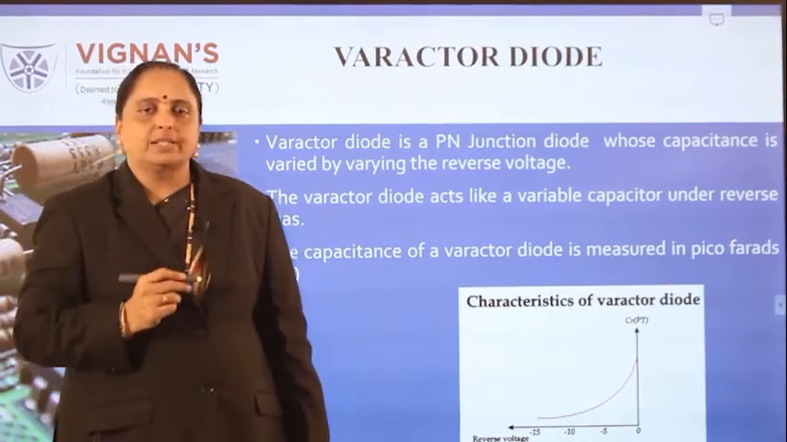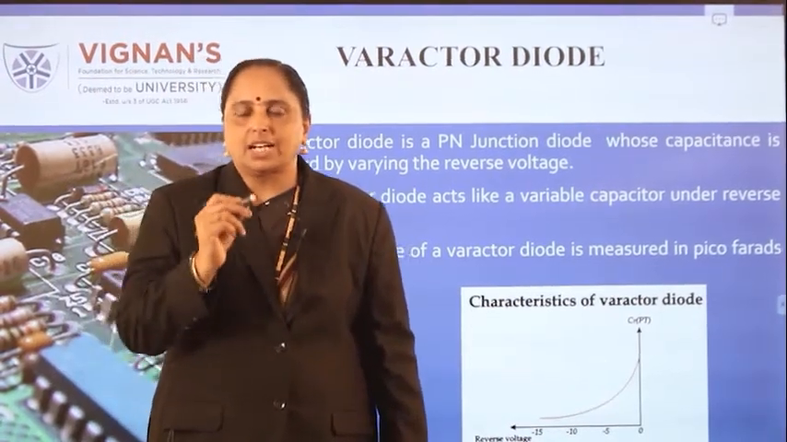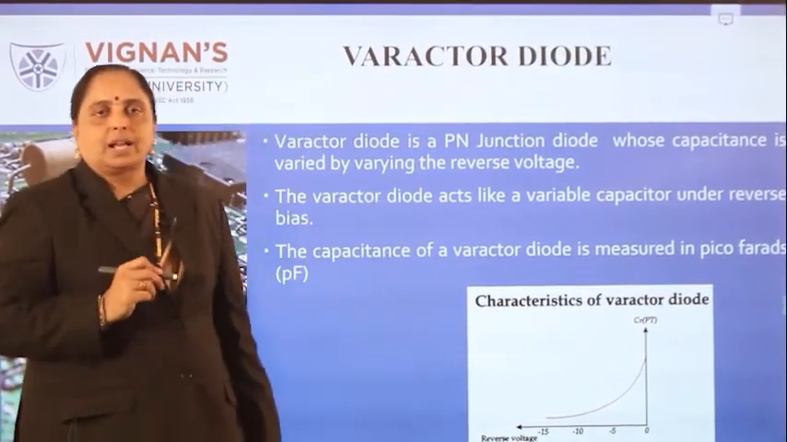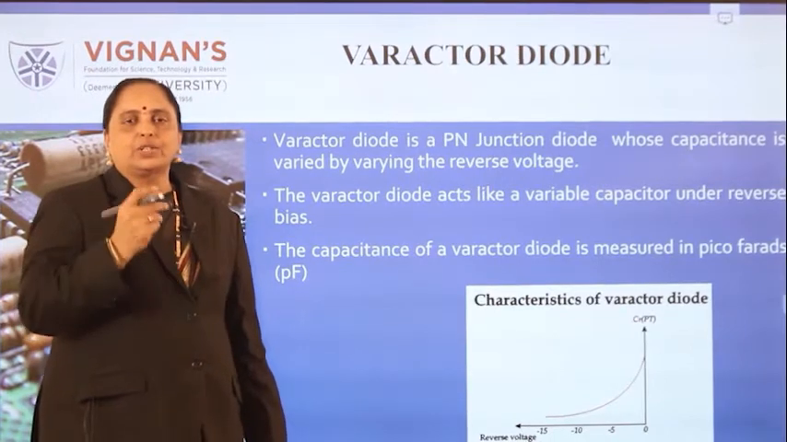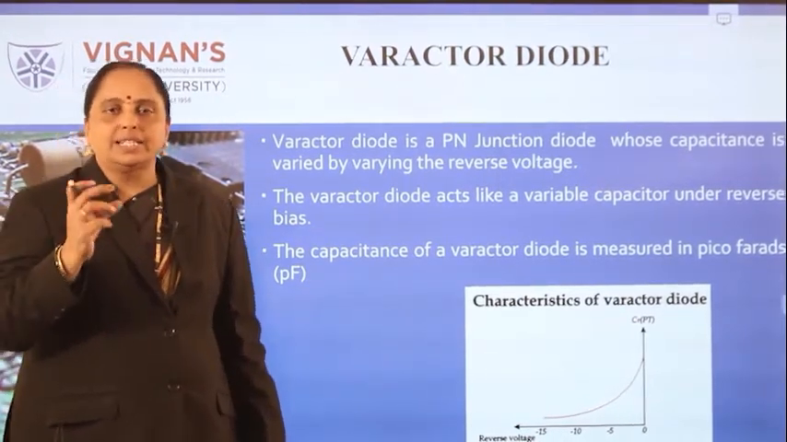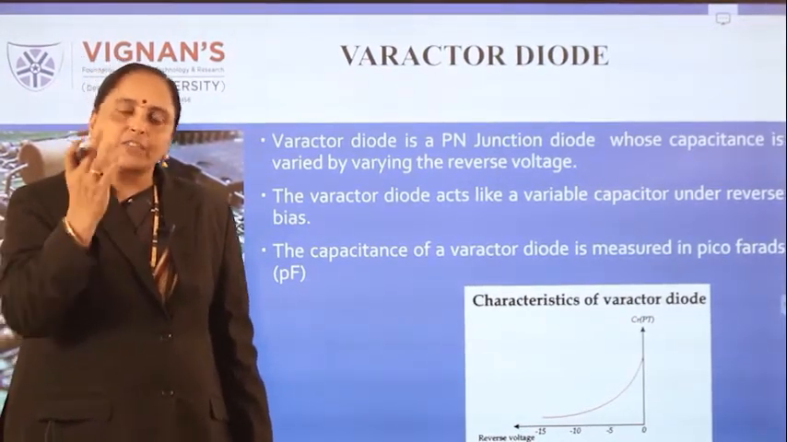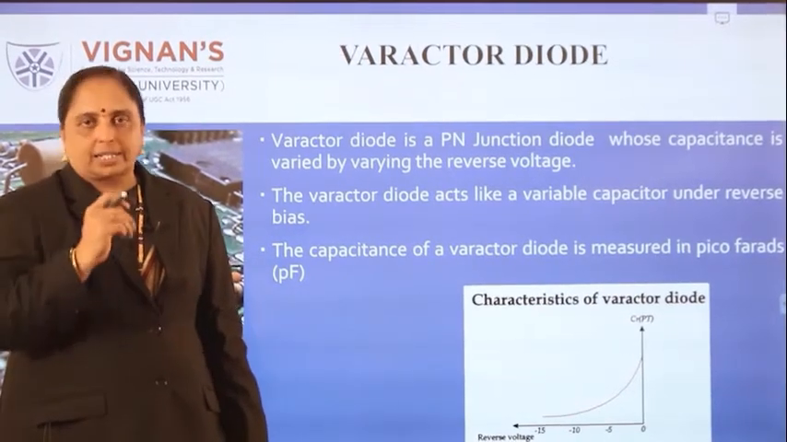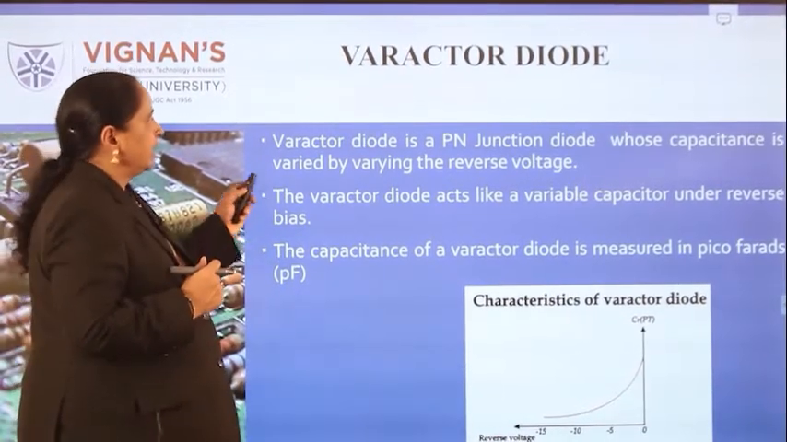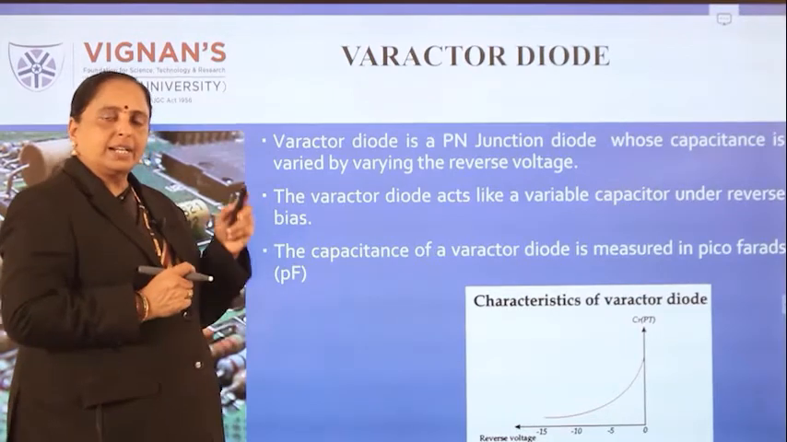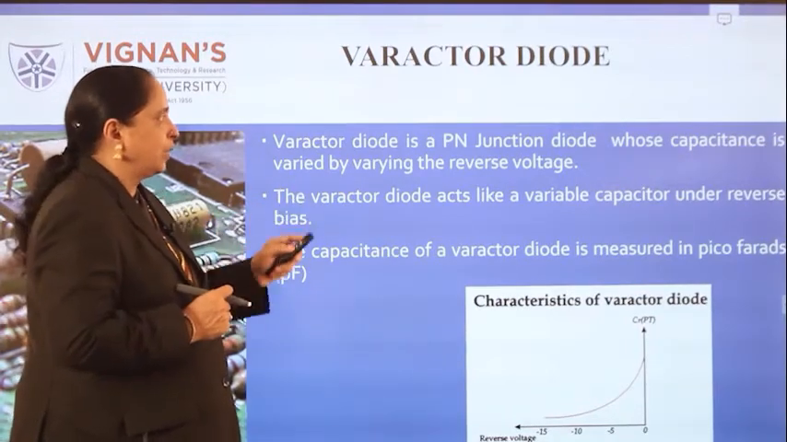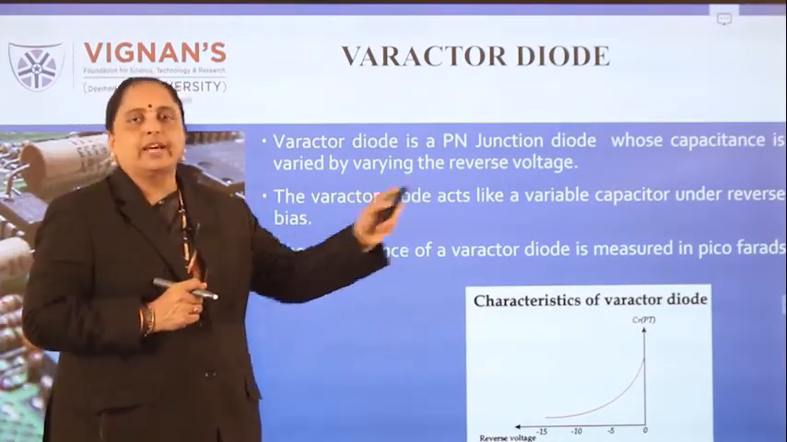Special diode means a diode which is constructed for some specific purpose. Like in communication systems, you need to change the channel. That is, indirectly you are changing the frequency of that particular channel to select a channel. So that's why the varactor diode is a type of PN junction diode whose capacitance can be varied.